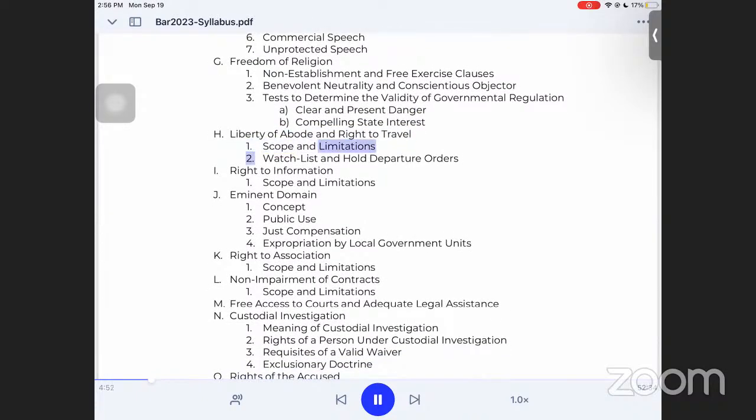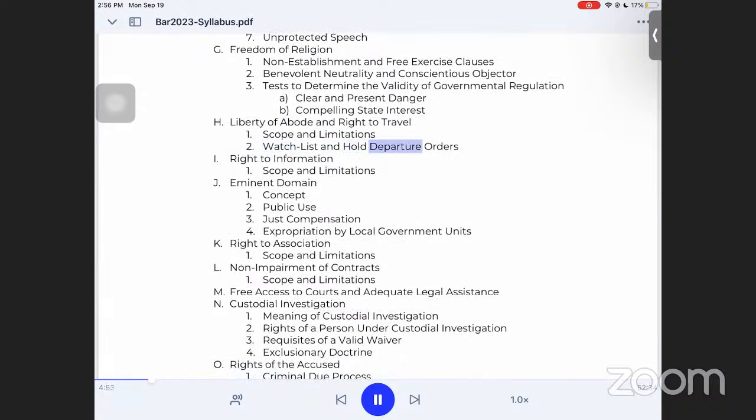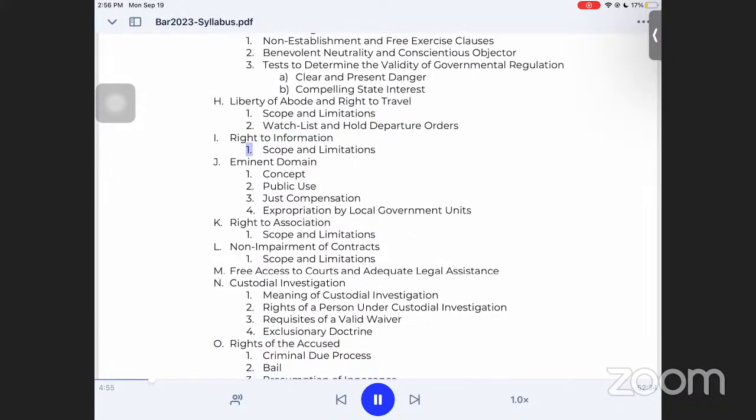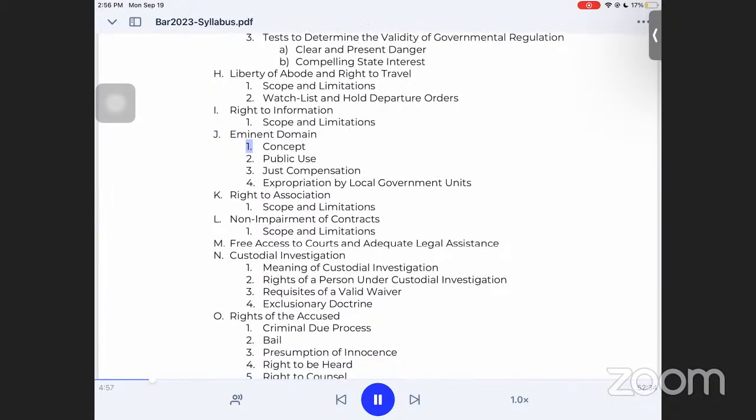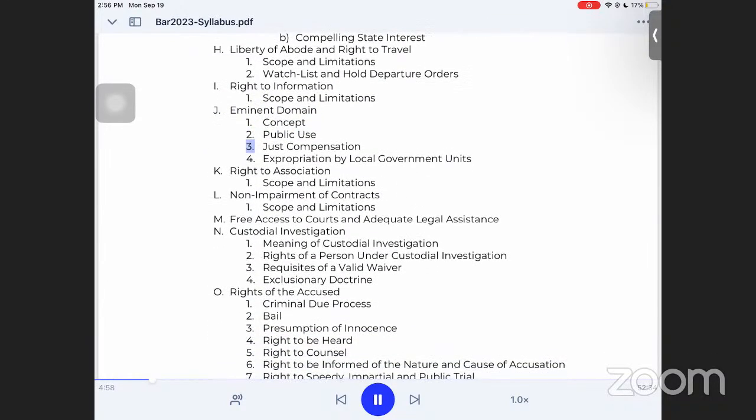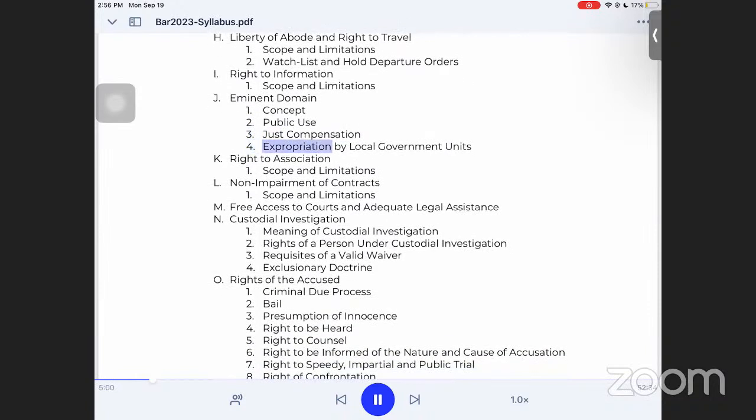Scope and limitations. 2. Watch list and hold departure orders. I. Right to information. 1. Scope and limitations. J. Eminent domain. 1. Concept. 2. Public use. 3. Just compensation. 4. Expropriation by local government units.